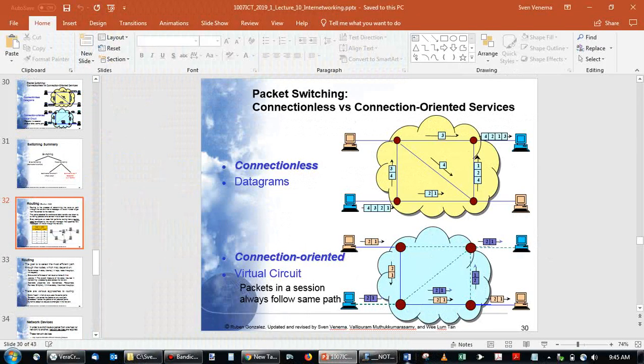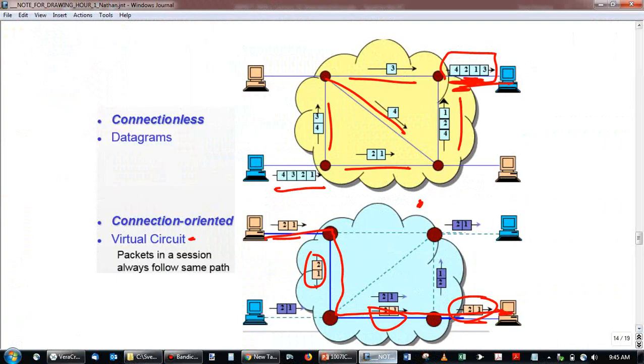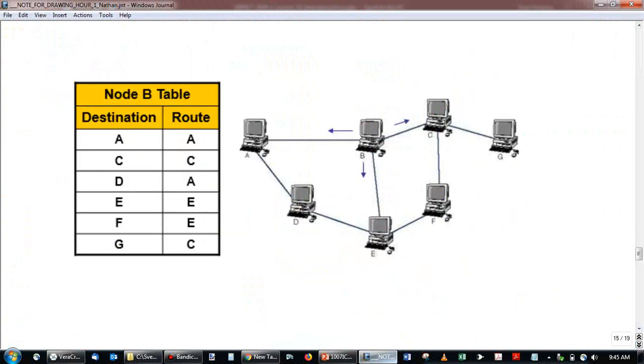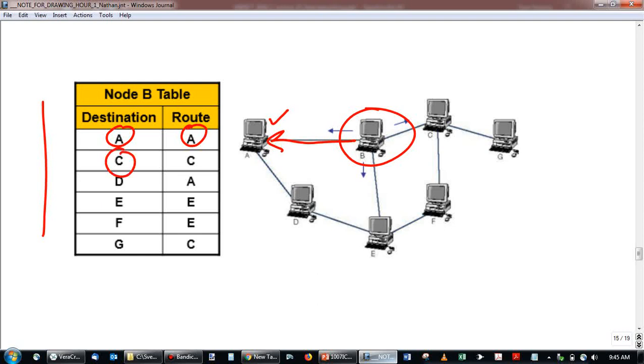So there's a routing table here, and you'll notice that we're looking for node B here. So this is node B's routing table. Every node will have their own routing table, and node B says if I want to get to A, which is over here, I should go out the link going to A. If I want to go to C, C is over here, I should go to the link going to C. They're directly connected. That's very easy.